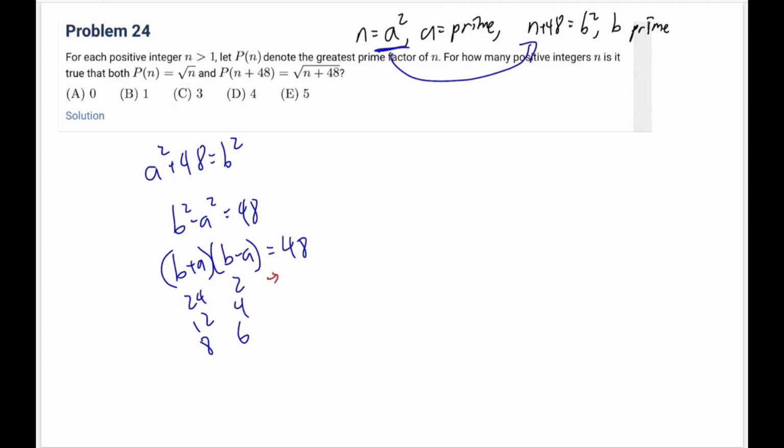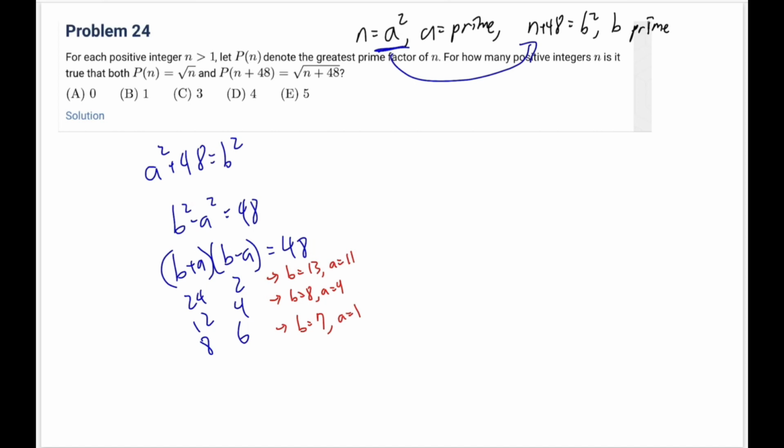So if it's 24 and 2, then b equals 13, a equals 11. If it's 12 and 4, b equals 8, a equals 4. If it's 8 and 6, b equals 7, and a equals 1. So the square root of n is a and the square root of n plus 48 is b. So we have 3 of these n's.